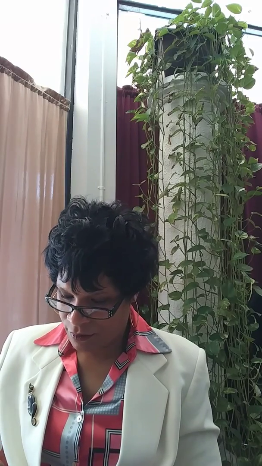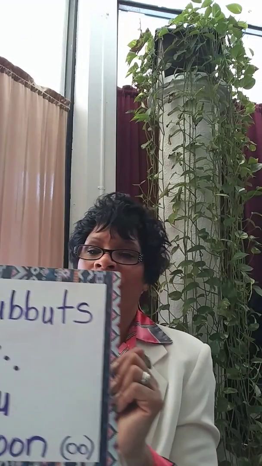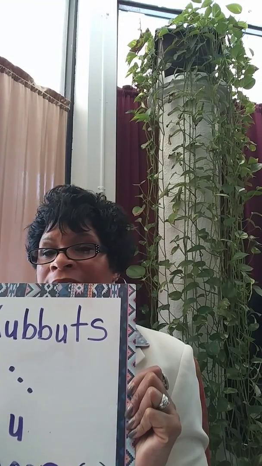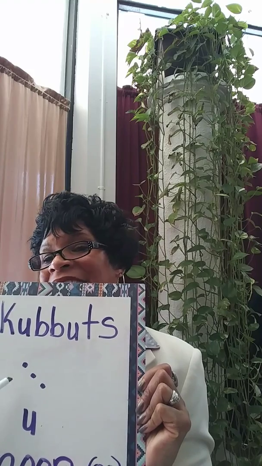K-U-B-B-U-T-S. All right. Now, a caboose, it's a U, but it has a double O sound. It's a double U. All right, caboose. It's a double U sound. It's a double O. It's a vowel U. It's a caboose. Now look at, it has 3 slanted dots.